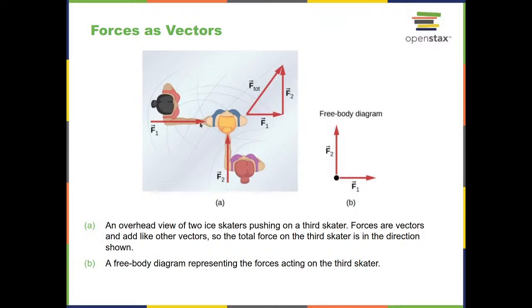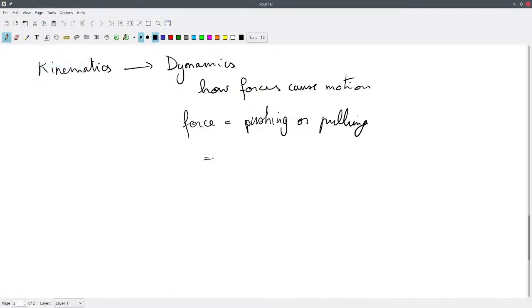In fact, since both of these forces have a direction and a magnitude, one person can push less hard than the other person. Forces will be vectors, right? So they'll have a magnitude and a direction. So this is a vector quantity with a magnitude and a direction.